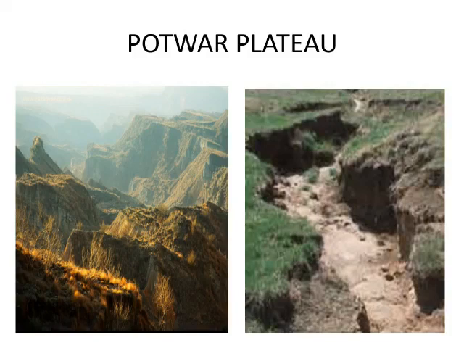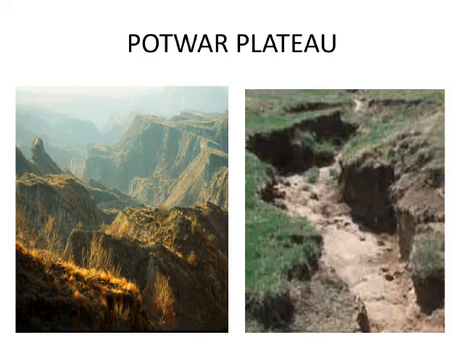This is the picture of Potwar Plateau. If you see on your right side, this is the picture of a gully. This is soft soil, and this cannot be used for irrigation as the water level is far below the surface of the land.